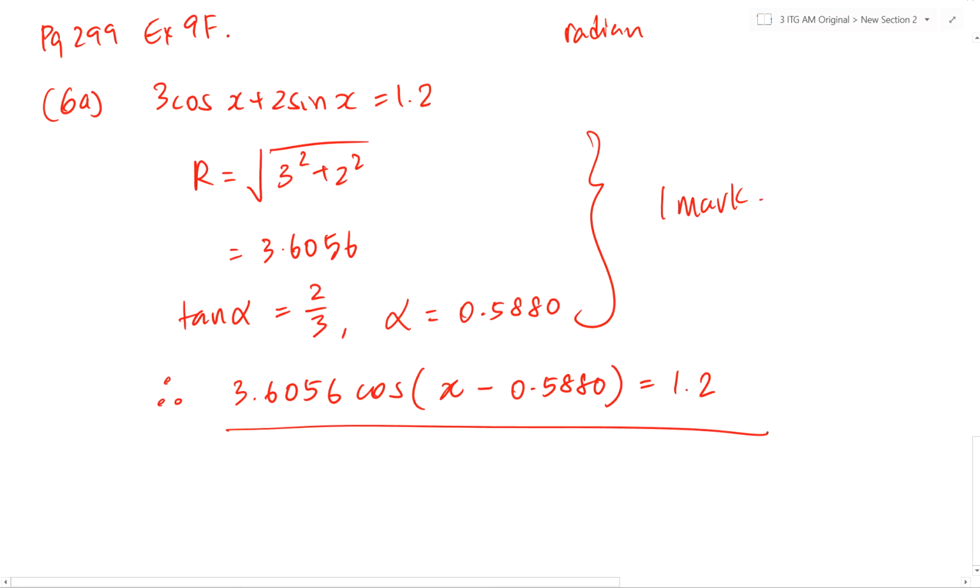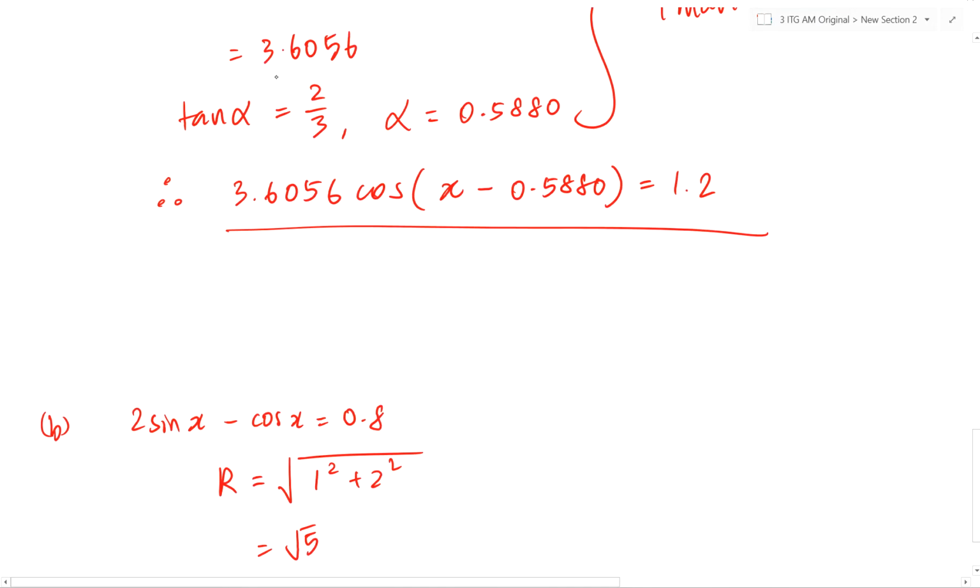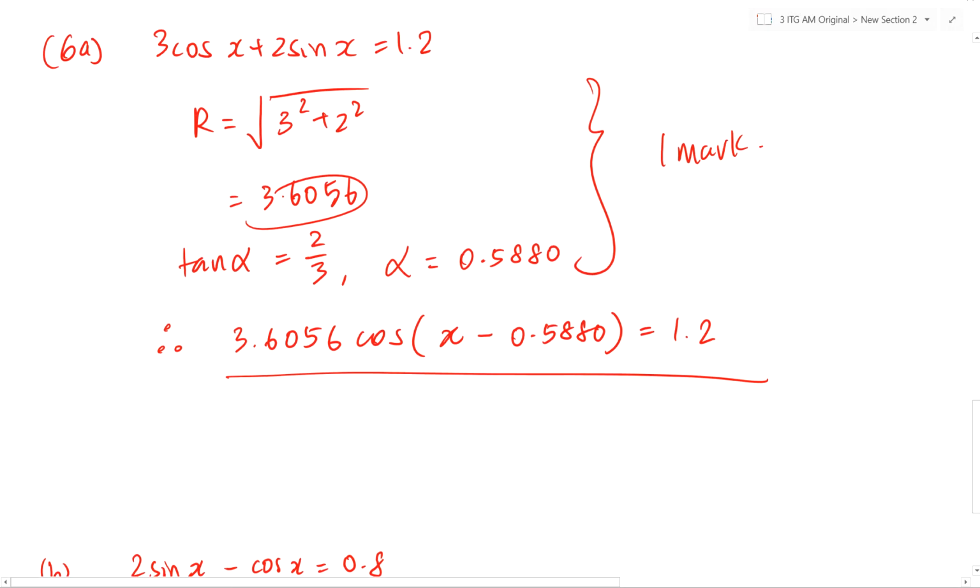We have 30 more seconds. Let's try part B. 2 sine x minus cosine x is 0.8. Are we going to use option number 1 or option number 2? Option number 1. Okay. And what is the value of r? 1 square plus 2 square. Okay. And this is square root of 5. You can evaluate, but I'd rather leave it as the exact value. Okay, same for the previous one. I'd rather leave it as the exact value, which is 9 plus 4, square root 13.